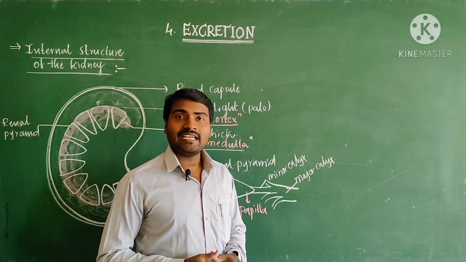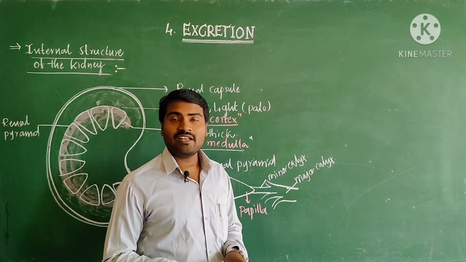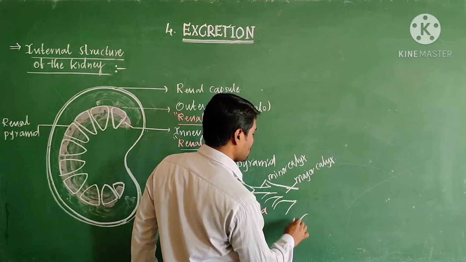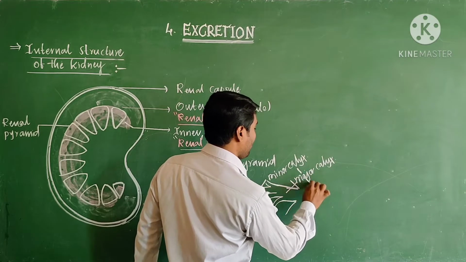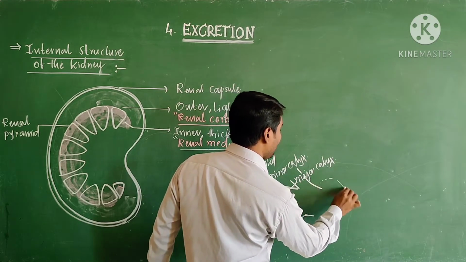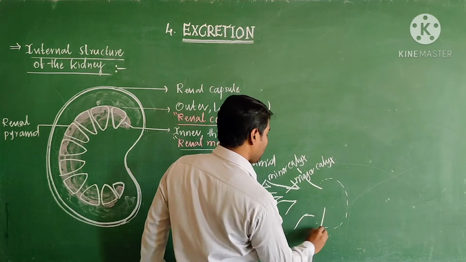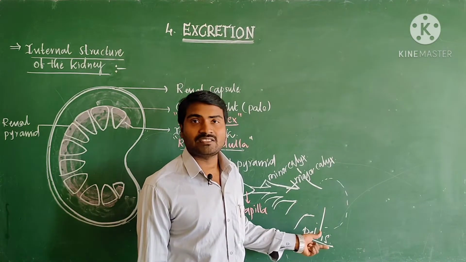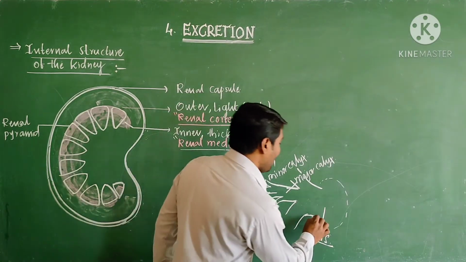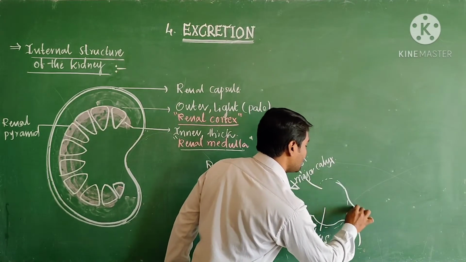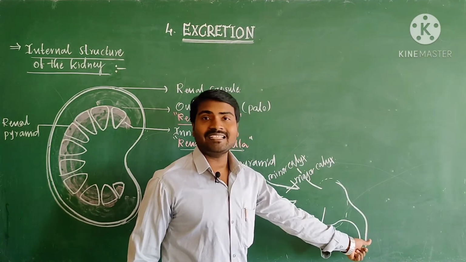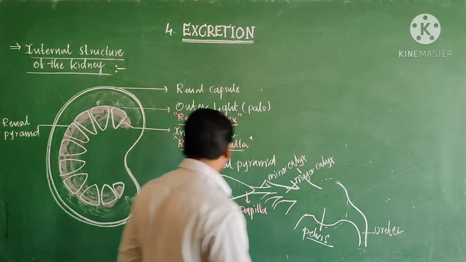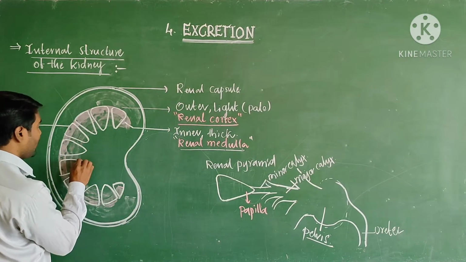Two to three major calyces open into a wider region. That region is called the pelvis, the renal pelvis. Now this renal pelvis comes out in the form of a tube that is called the ureter.